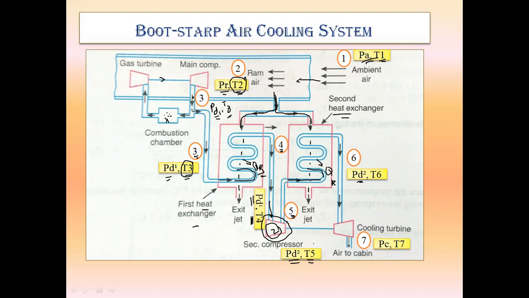Only there will be drop in temperature. So temperature will drop from T5 to T6, and whatever outlet of secondary heat exchanger will be there, that will be supplied to the cooling turbine.